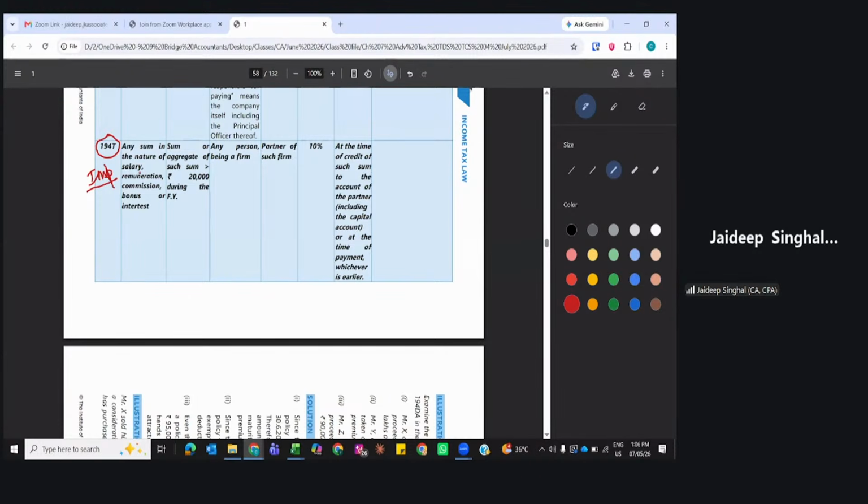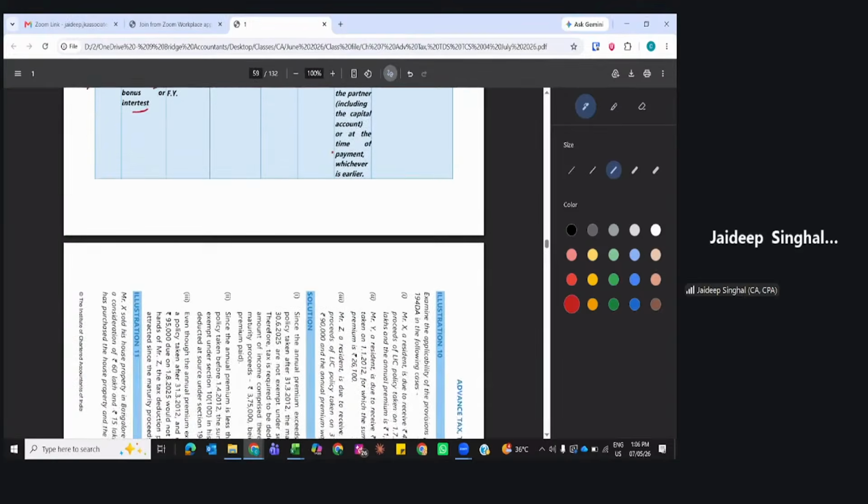If the partnership firm is paying salary, bonus, commission, interest to the partners, and that is exceeding 20,000, then 10% TDS is required to be deducted. Clear? Is it clear till here, everyone?